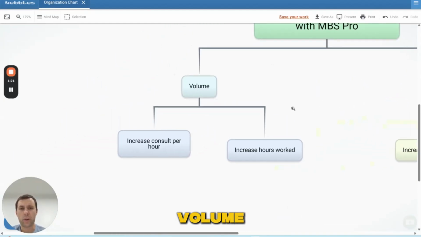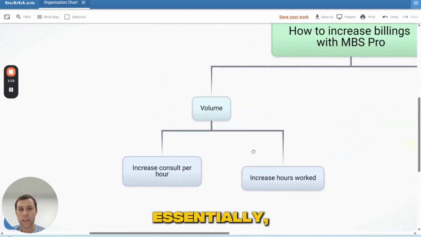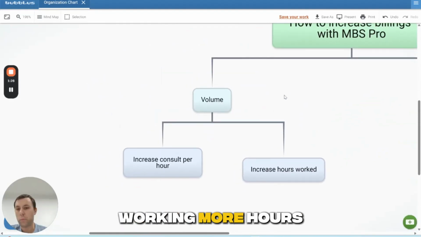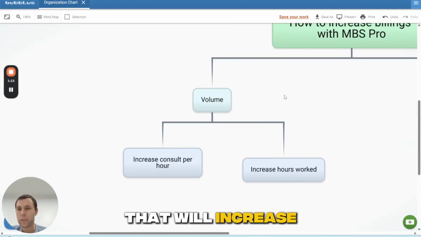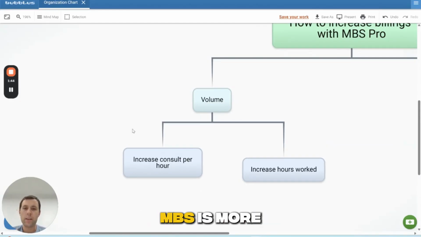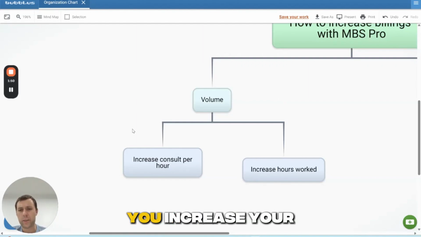In terms of your volume, that's pretty straightforward. Essentially, what you're doing is you're either working more hours. So if you're doing 20 hours, you're doing 30 hours. If you're working 30 hours, you're doing 40 hours. That will increase your billings naturally. The other thing is increasing your consults per hour. So if you're seeing 3 patients an hour at 20-minute appointments, we know that MBS is more valued the shorter time periods that you're offering. So if you go from 3 patients an hour to 4 patients an hour, you increase your billings.